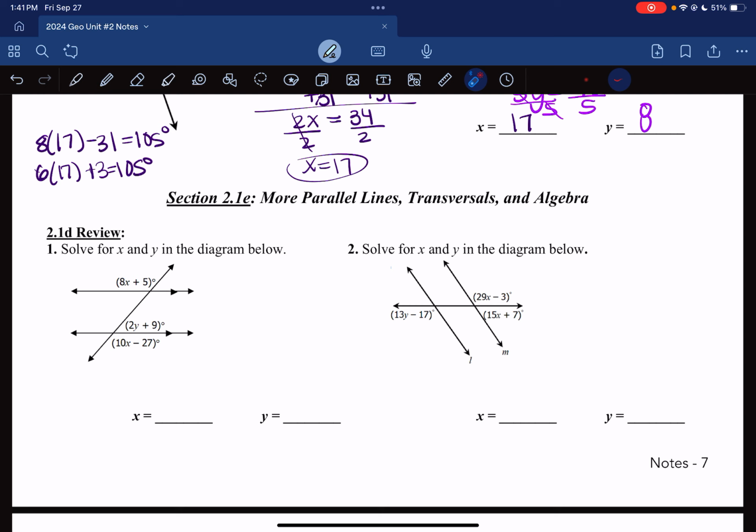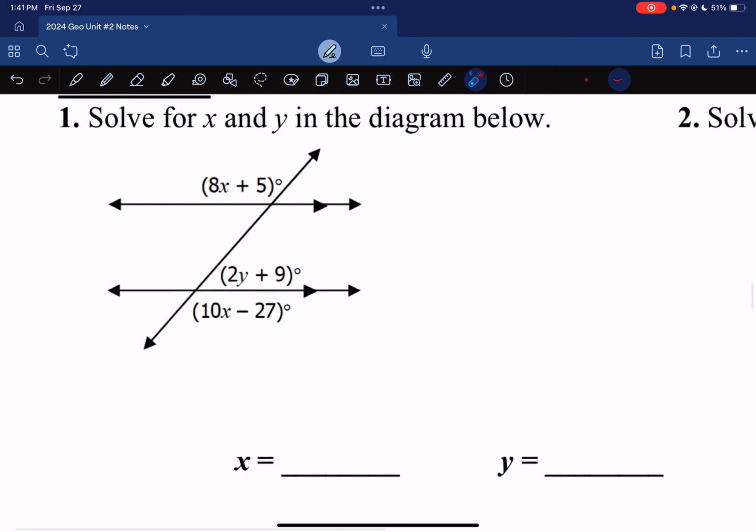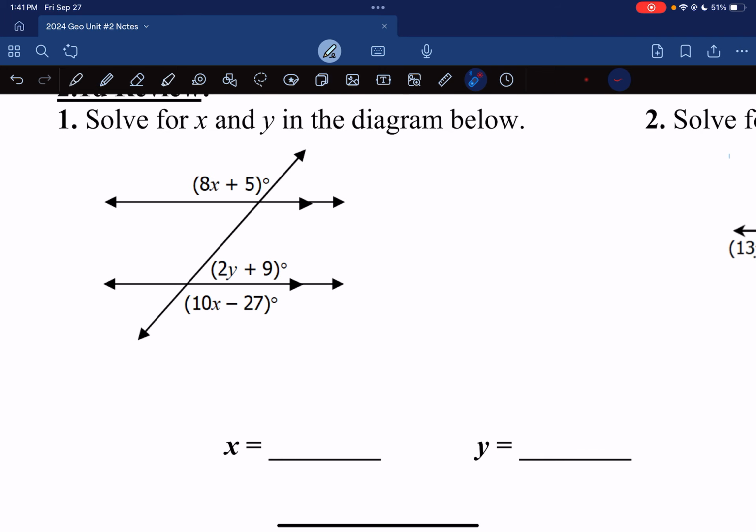This is section 2.1e, more parallel lines and transversals and algebra. So first off, we're just going to solve for x and y in the diagram. Right here, these arrows mean the two lines are parallel, which means we have those special relationships with our angles where we have some of them congruent and some of them supplementary.